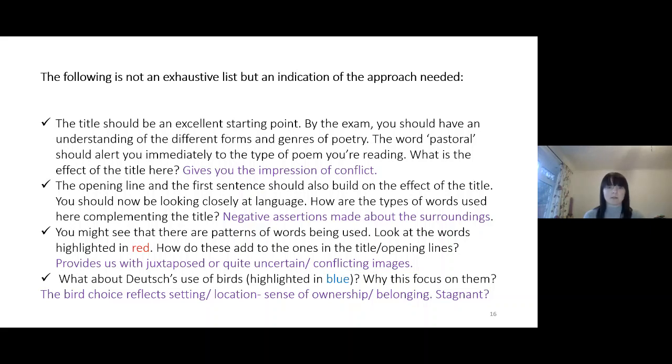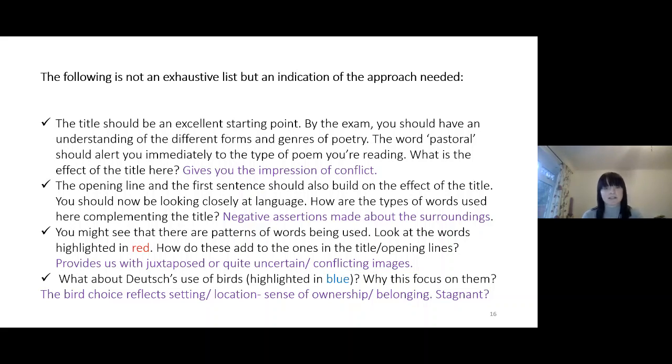You might see that there are patterns of words being used. In a second, we're going to look at an annotated copy of the poem. We'll have a look at words which are highlighted in red, and we're going to think about how they add to the ones in the title or the ones in the opening lines. What they do is simply provide us with juxtaposed or quite uncertain and conflicting images. There's a sense of uncertainty and uneasiness being presented.